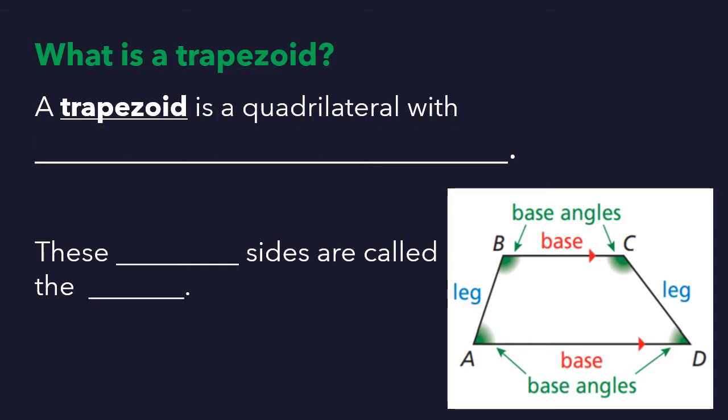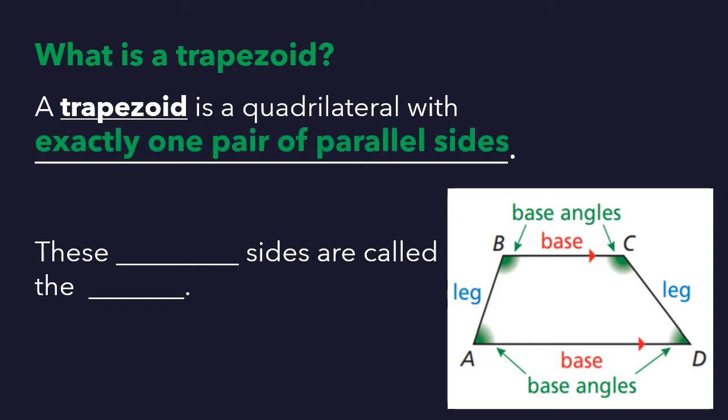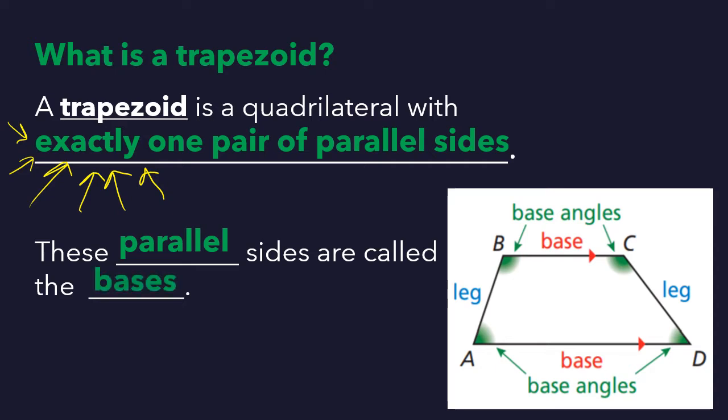What is a trapezoid? A trapezoid is a quadrilateral with exactly one pair of parallel sides. So if I had to pick a key word in this sentence, it is this one. Well, probably parallel is important too, but where a parallelogram has two pairs of parallel sides, a trapezoid only has one pair of parallel sides. And these parallel sides are actually called the bases.